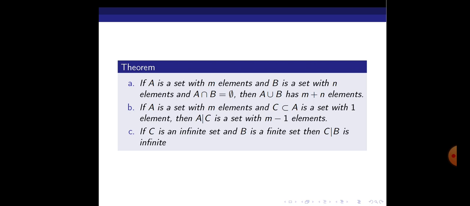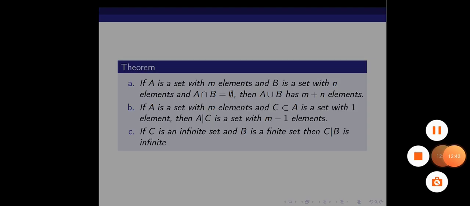For convenience, we assume that C minus B is finite. B is also finite. Then C minus B union B is C. The union of two finite sets is finite by part A of the theorem. So C should be finite. But our assumption is C is infinite. So we get a contradiction. So our assumption that C minus B is finite is wrong. So actually C minus B is infinite. I hope you understood the theorem.